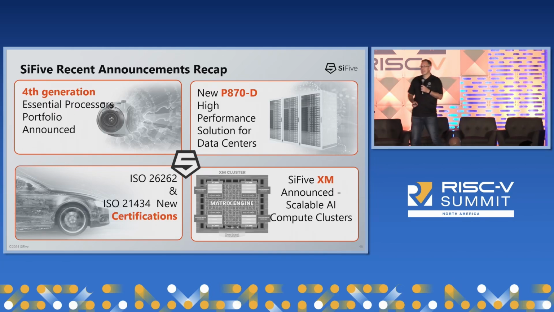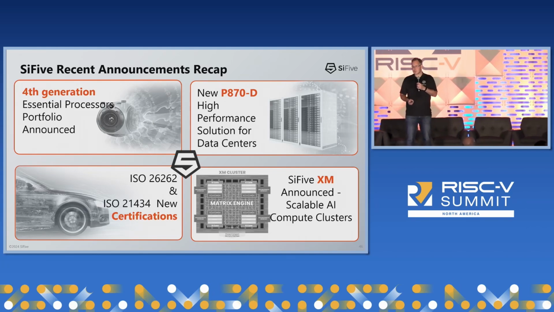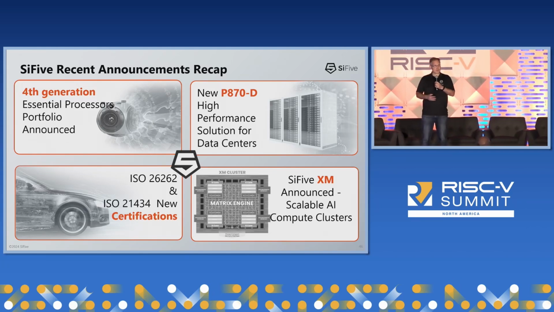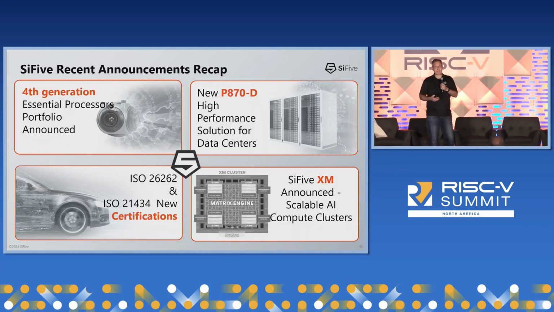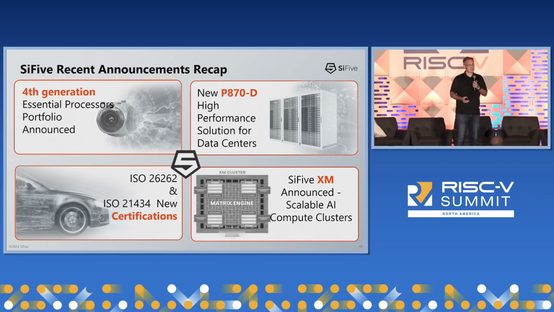We then announced our P870-D, which is our first product that's been optimized for infrastructure. As well as hitting a new high performance point, we added RAS capability and the ability to scale to many, many core systems, giving you what you need for infrastructure. And then lastly, we announced our XM product, which is a new processor for AI. We've enabled customers to build AI solutions with our vector cores for many years, but now with the XM solution we're providing more of a complete package.